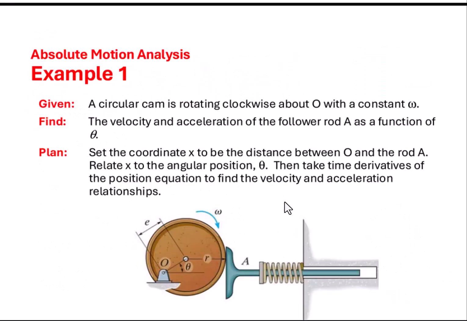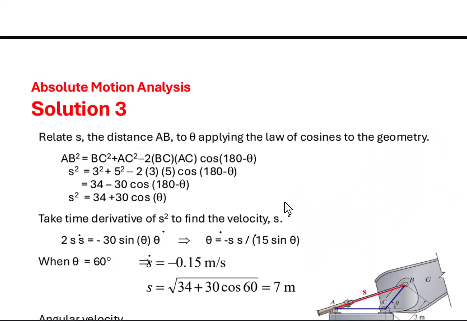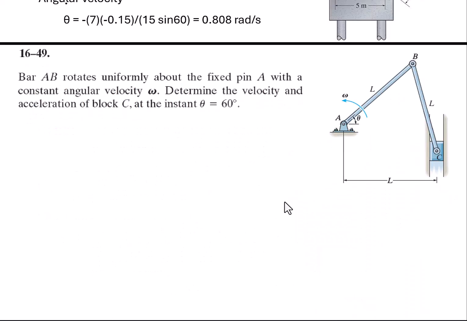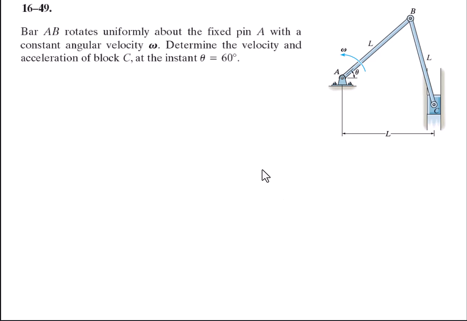Let's do one last problem other than the examples we did here. Let's do this problem, which is about a rod AB and a rod BC linked at B, where AB rotates uniformly, so constant angular velocity about the pin, and we'll call this omega, and we want to determine the velocity and acceleration of block C at the instant when theta is 60.